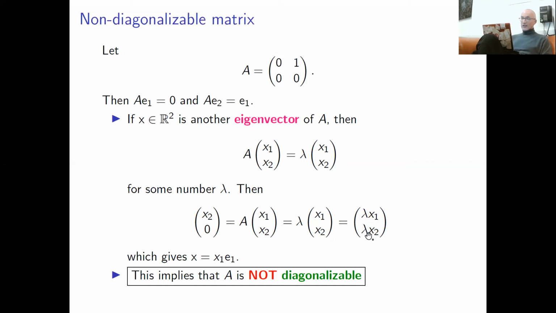So we have 2 options here. If you take a look at the second coordinate, lambda x2 must be equal to 0. So this means that either lambda is 0 or x2 is 0 or both. So if lambda is 0, then we immediately get a contradiction. It means that x2 is going to be 0 in this case, and lambda is going to be 0 in this case.